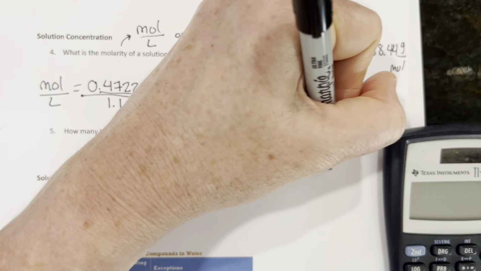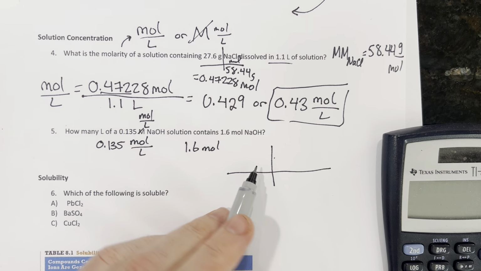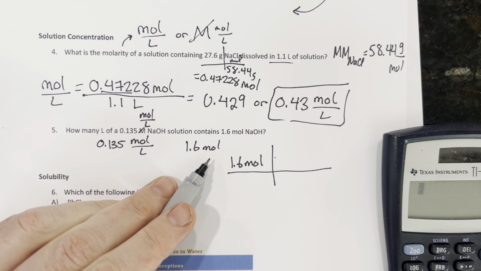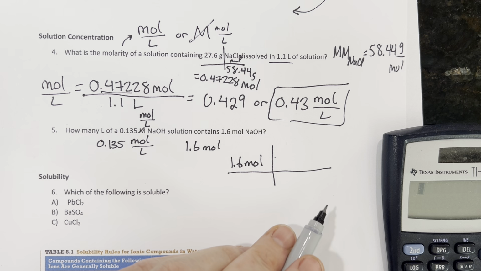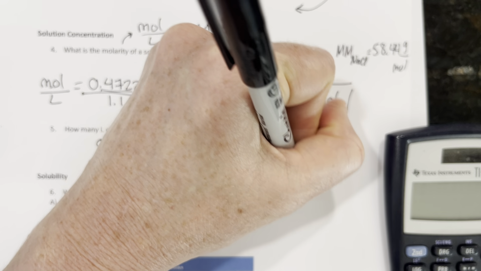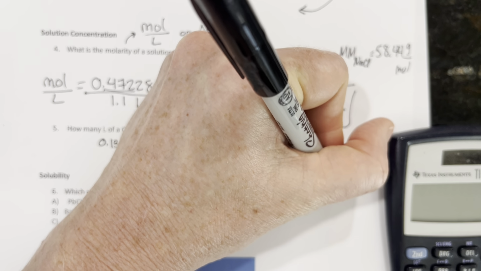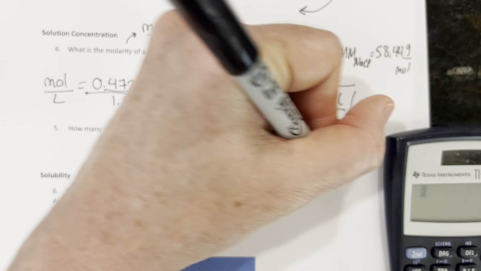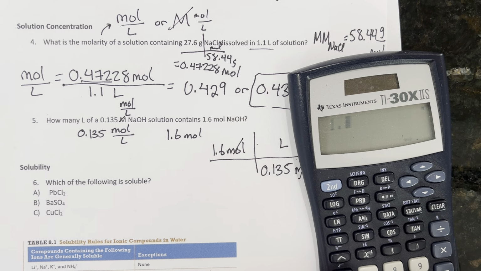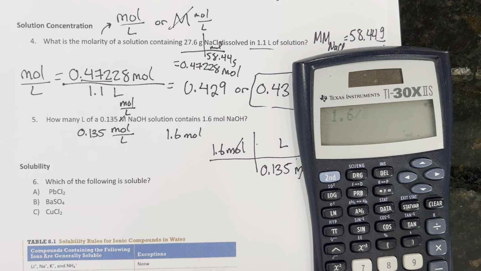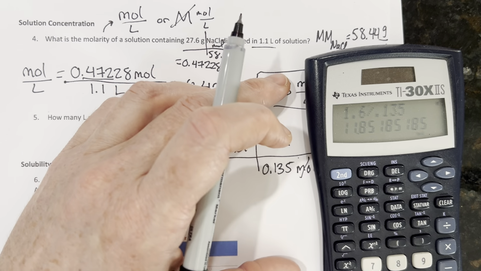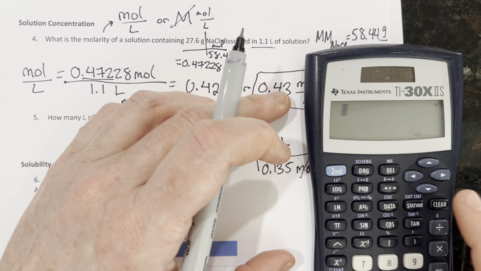What's going up here would be the 1.6 mole because it's got just 1 unit. If that's mole, mole has to go down here, so we take this 0.135 with it, and we're left with liters. That's the way moles cancel, and you're left with liters. So we just take 1.6 and divide it by 0.135. I'm going to do that again because that doesn't look right. Oh, yep, I got an extra point.